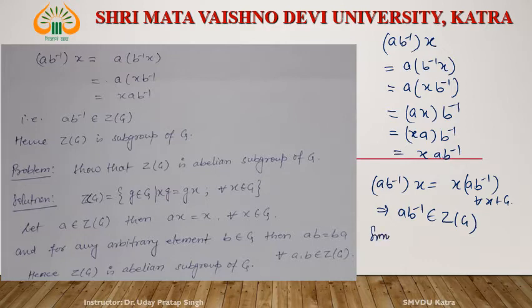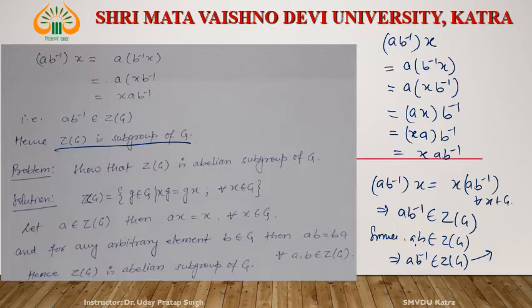Since a, b belong to Z(G), this implies that ab inverse belongs to Z(G), and hence Z(G) is a subgroup.